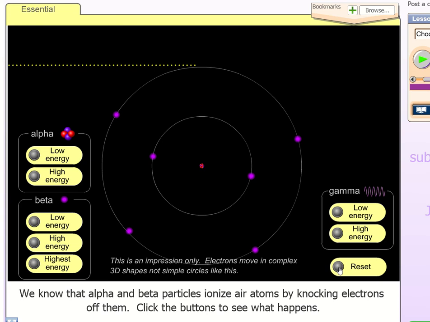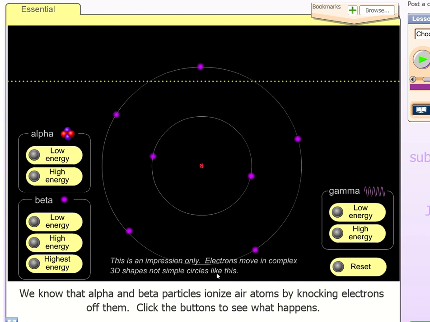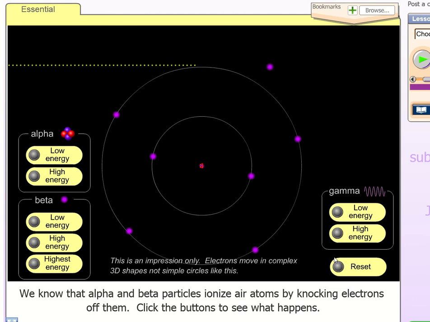I'll just show these once more very quickly each time. Low energy alpha, high energy alpha, low energy beta, high energy beta, highest energy beta, low energy gamma, high energy gamma.